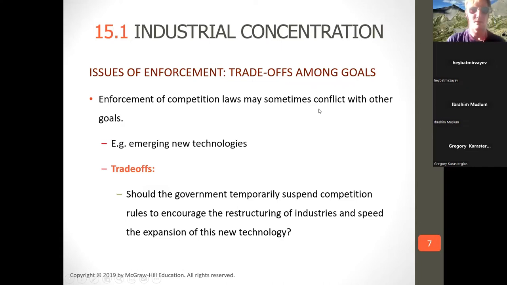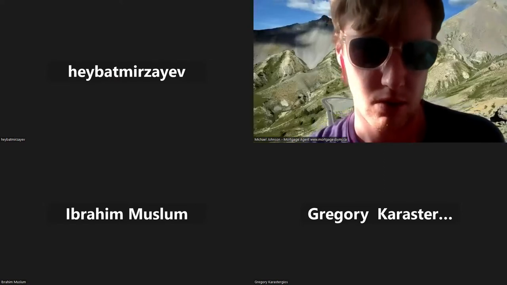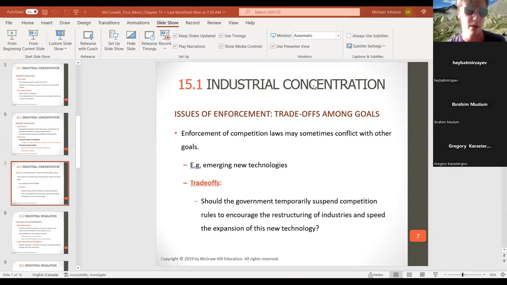So then, industrial concentration. Enforcement of competition laws may sometimes conflict with other goals, e.g., emerging new technologies. Then trade-offs. Should the government temporarily suspend competition rules to encourage restructuring of industries and speed up the expansion of this new technology? I'll ask the class that. What would be your answer to that question? I'll bring that up again.